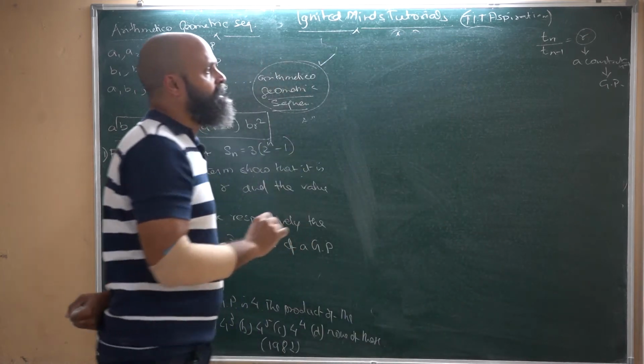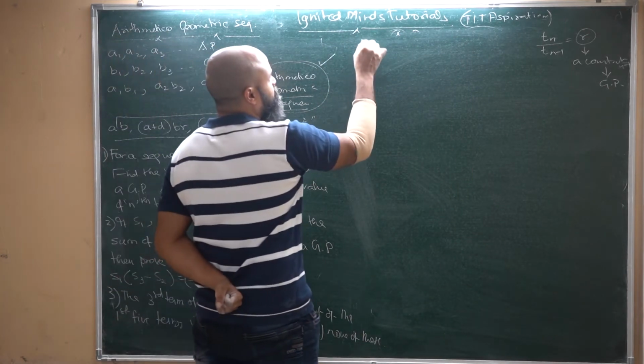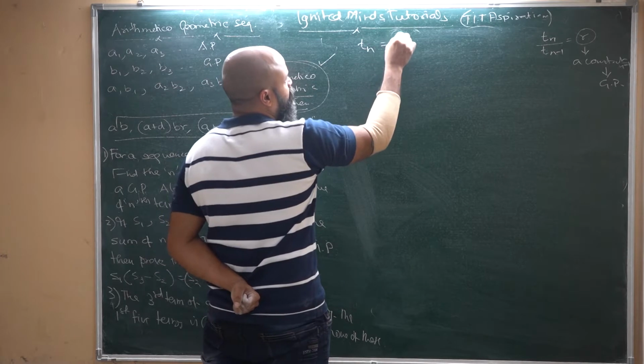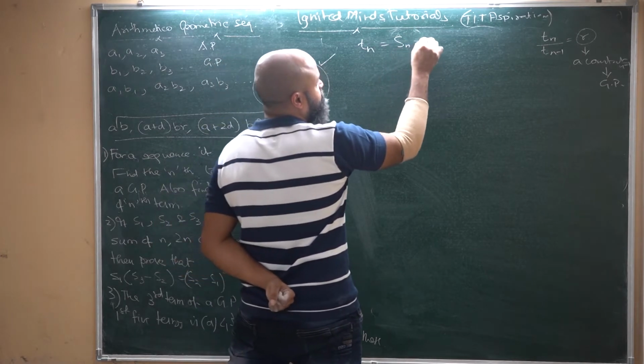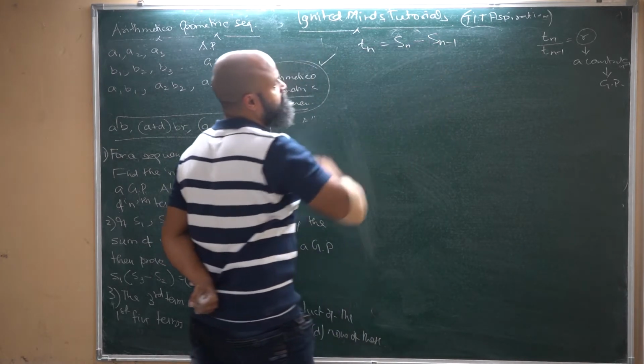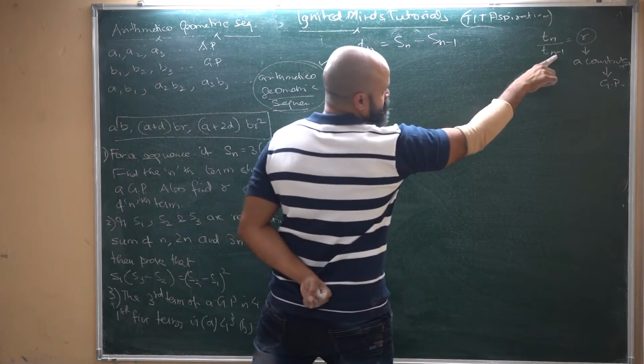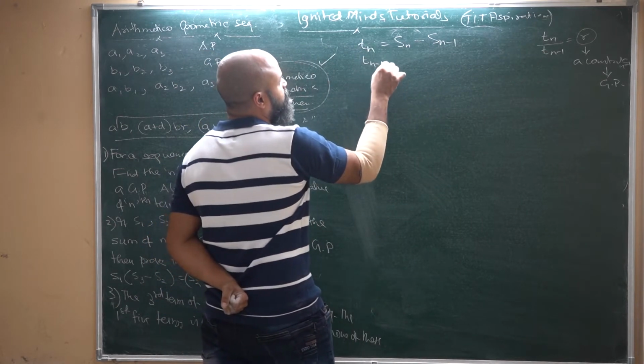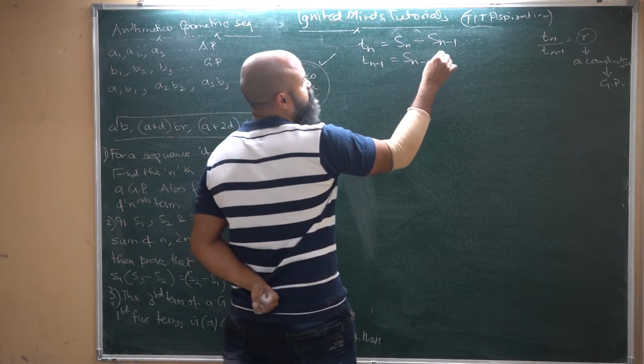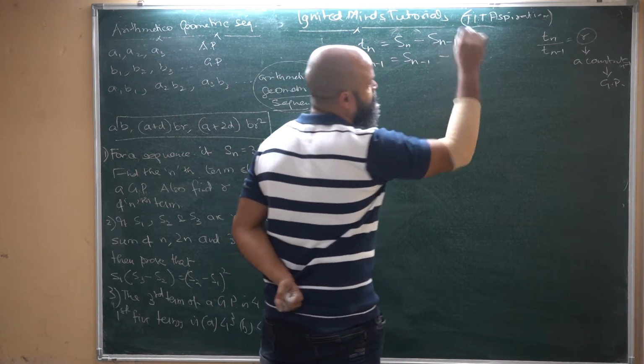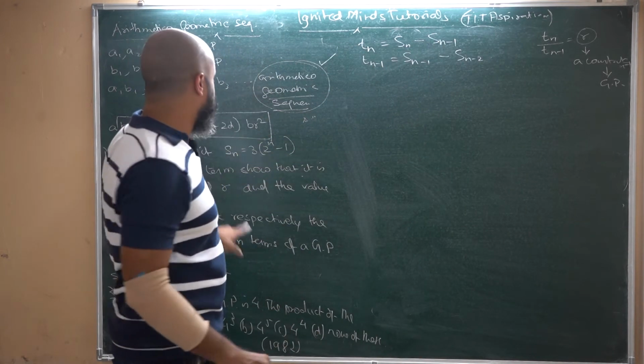Now how do we get the nth term? The nth term for any kind of series will always be the sum of n terms minus the sum of the preceding terms. We have also got to find out T(n-1). This will be S(n-1) minus S(n-2). So let's find out the nth term first.